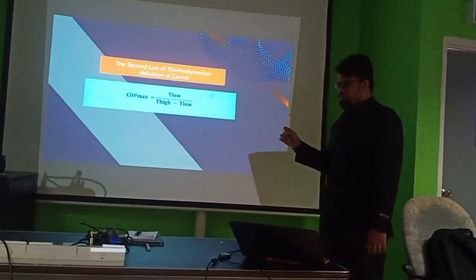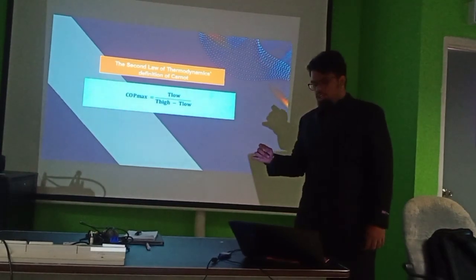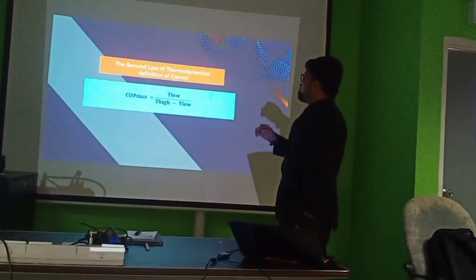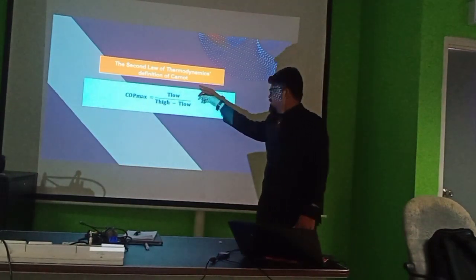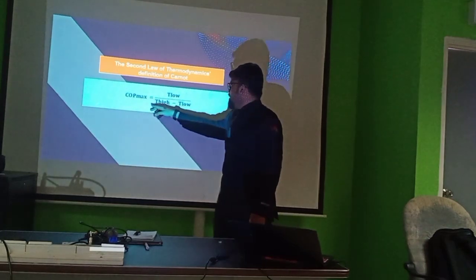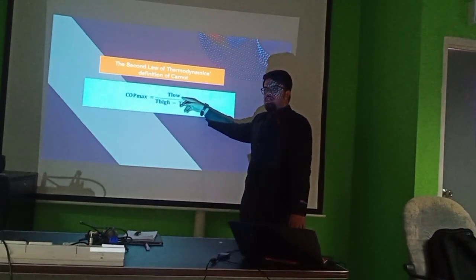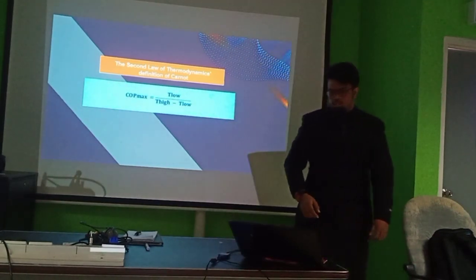At the end of the study, this is the theoretical formula to calculate the coefficient of performance, and this formula is the second law of thermodynamics definition, which is called Carnot. So to find the COP, we must know T low divided by T high minus T low.